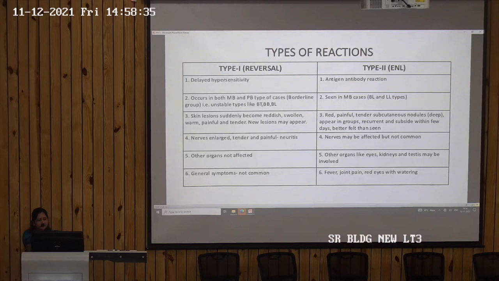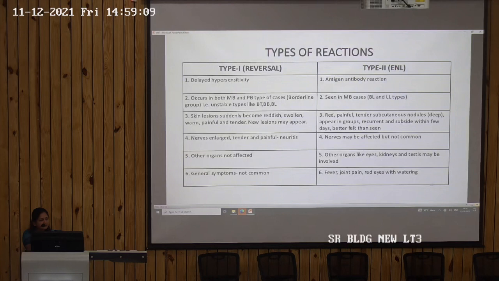Type 1 किस में दिखता है? It is seen in multibacillary or paucibacillary cases, but specifically more in the paucibacillary, that is borderline tuberculoid, borderline or borderline lepromatous. ठीक है? So in less severe cases, type 1 reaction is more common, and in multibacillary severe cases of leprosy, lepromatous leprosy, you will see type 2, that is erythema nodosum leprosum.